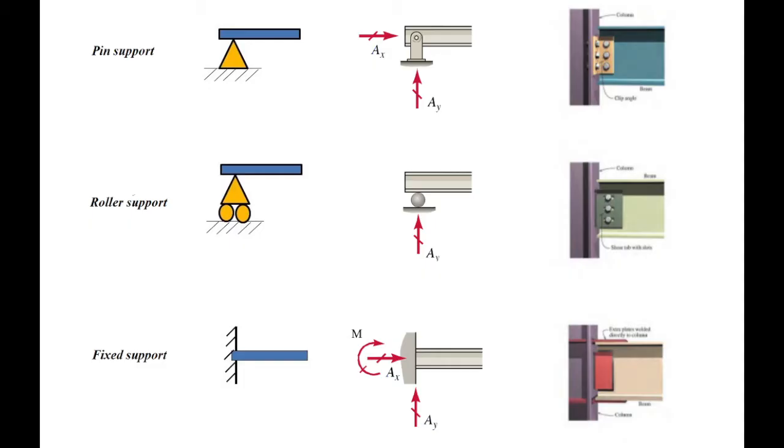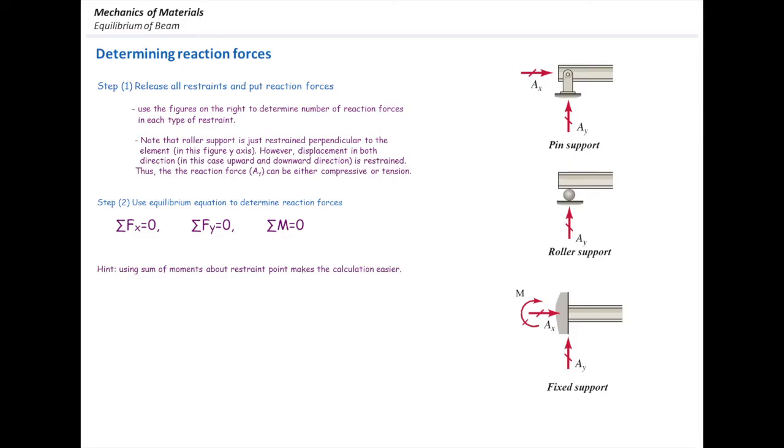In the fixed support, all parts of the beam are connected to the support, including the middle part of the beam, known as the web, and the top and bottom parts of the beam, known as the flange. In this connection, shear force, axial force, and bending moment could be transferred from the beam to the support. After releasing all the supports and replacing them with the reaction forces, the free body diagram is made.